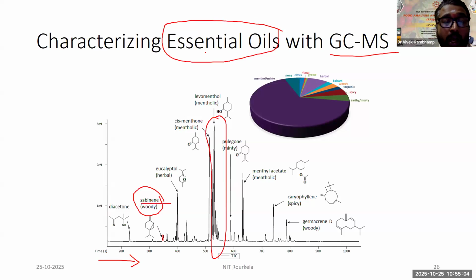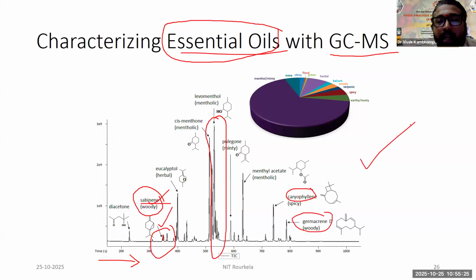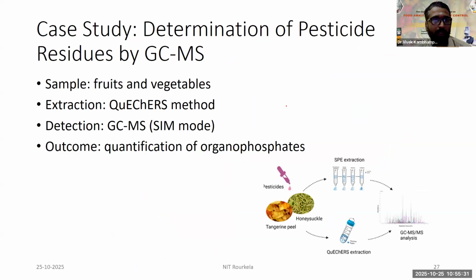Then what you will do, you will purchase this particular standard, then you will analyze it separately, you will extract, and you will do the experiment separately to quantify how much sabinene is present in your sample. Similarly for other essential oils also. This is basic determination. For quantification, you need to go for different procedures, right?